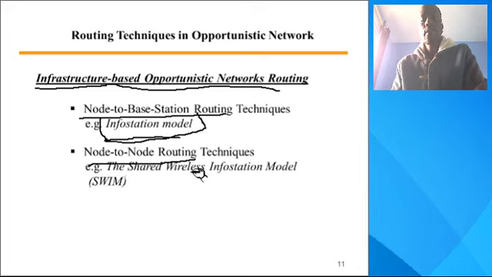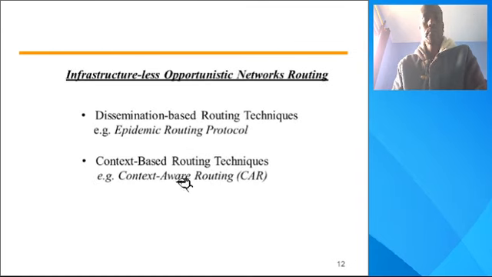The shared wireless infostation model is an enhanced version of the infostation model. It also uses, as a matter of fact, the node to node technique, but it is an example of a protocol that uses the node to base station routing technique. In node-to-node routing, any node wanting to send information will just deliver the information to a neighboring node. But in node to base station, any node wanting to deliver information will have to locate the base station and deliver the information to it.